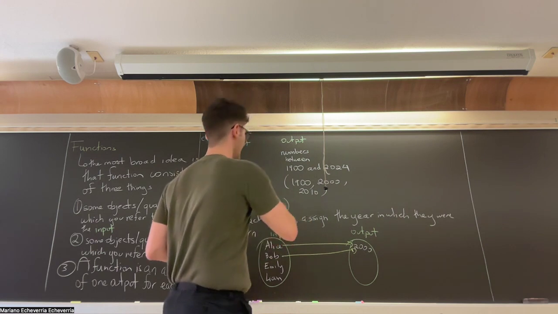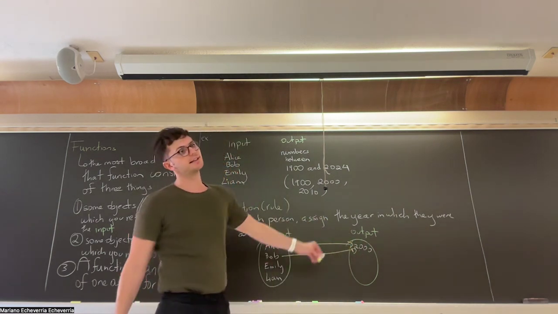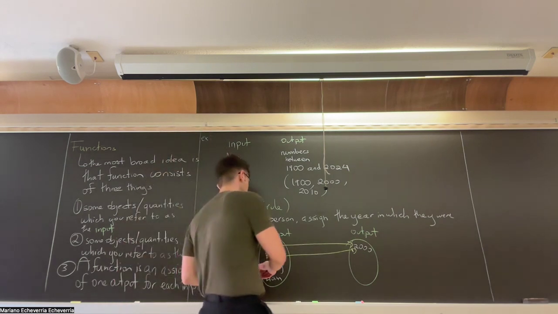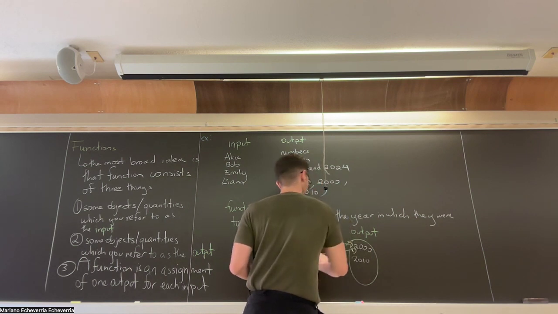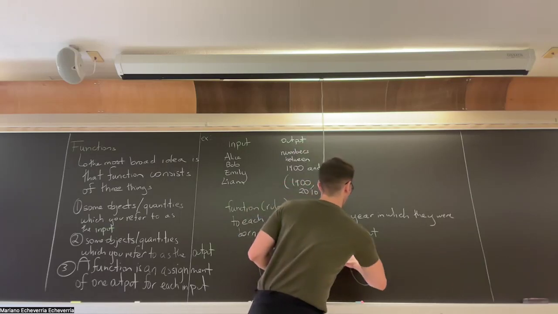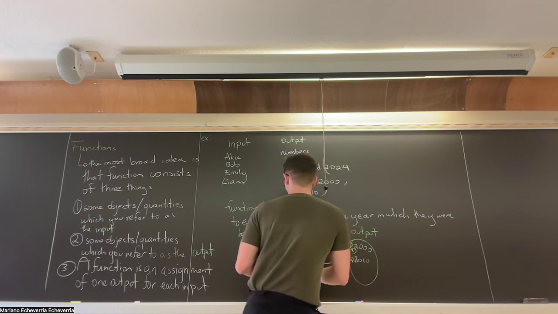Okay, so I'll put an arrow going from the input to the output to indicate that that's a value that was assigned to them. And then I'll put Emily, like, I don't know, 2010. Give that to her, and then that's, yeah, 1990.